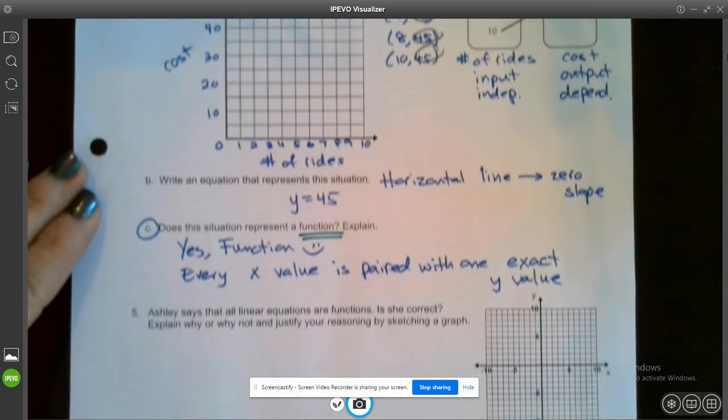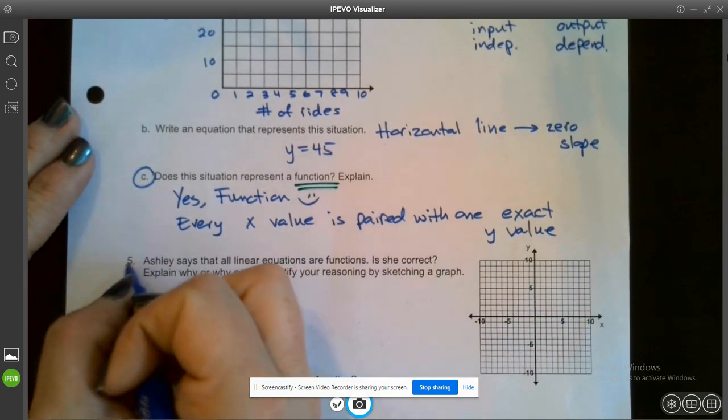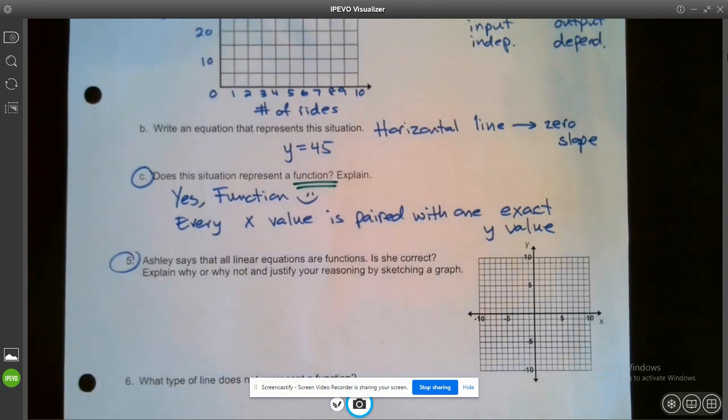I'm going to move up to 5. I know it's a lot of information. Functions are generally a new concept. There's not too much crazy math behind it, but the idea can be a little tricky, so give yourself a chance.